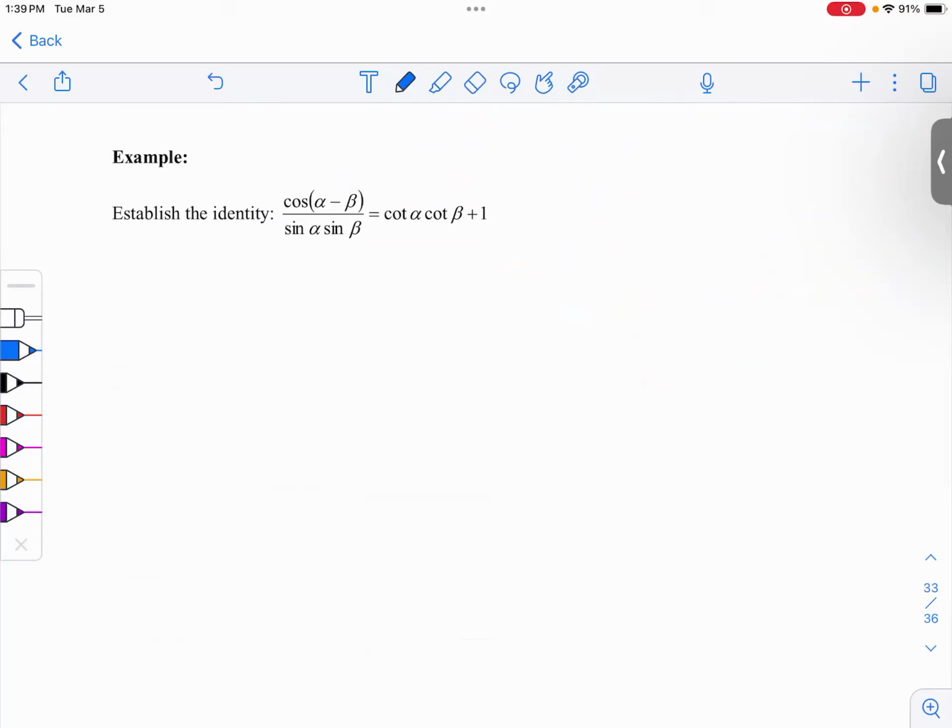So let's establish the identity. Cosine alpha minus beta all over sine alpha sine beta equals cotangent alpha cotangent beta plus 1. So as always, we want to grab the more complicated side. Which side is more complicated? The left. It's actually kind of close here, right? But usually a division means more complicated, so I would grab the left.